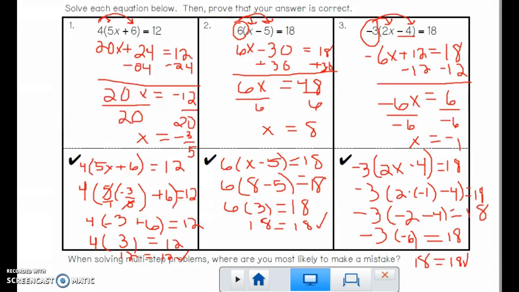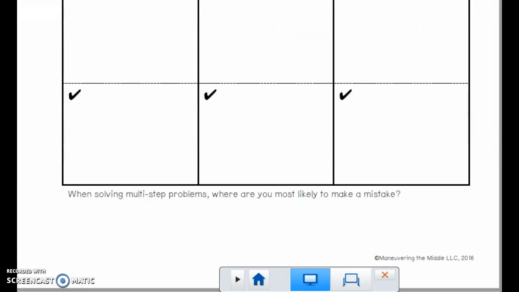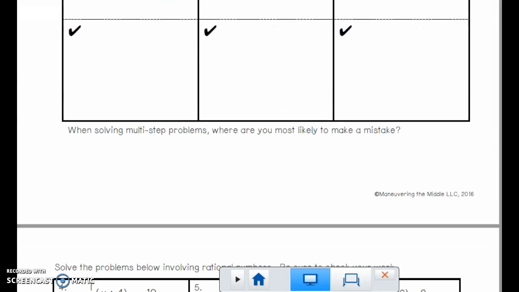I'm going to scroll down for our last segment here. And it says, we're going to do some more practice on the next page. You have a backside. I don't have time to go over those problems in this video, but I will in another one.